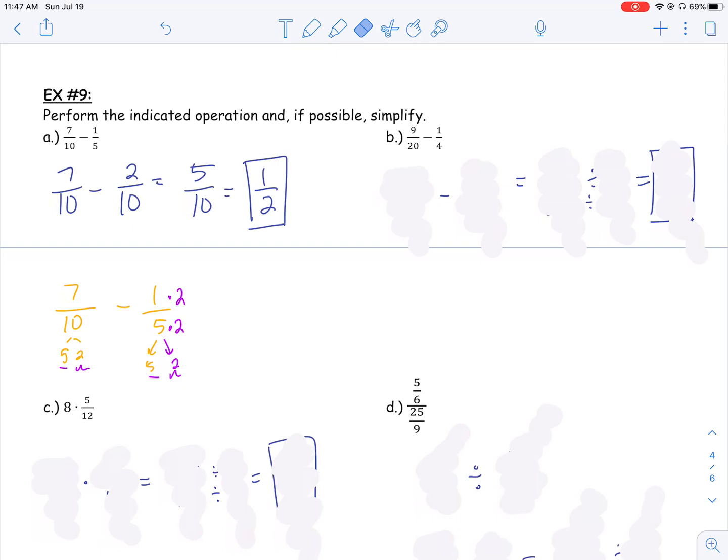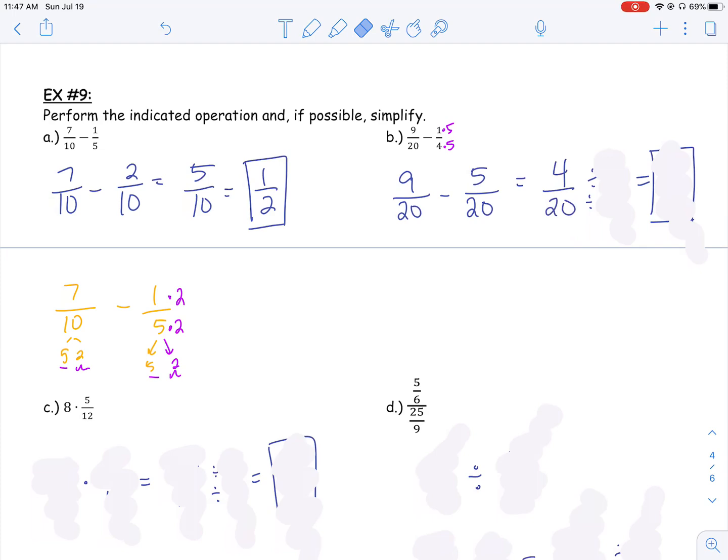Well, I noticed they can both go into 20. So the 9 over 20 doesn't have to change. It already has a denominator of 20. But I need to change that 4 into a common denominator of 20. I'm going to multiply by a factor of 5, both the numerator and the denominator. That changes the 1 over 4 to a 5 out of 20. So now I have 9 over 20 minus 5 over 20, which is really 4 over 20.